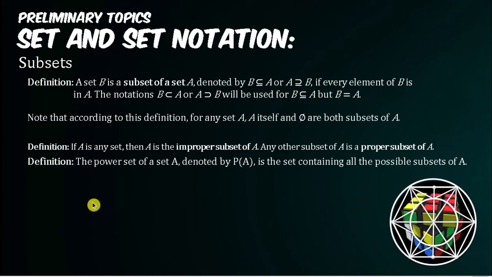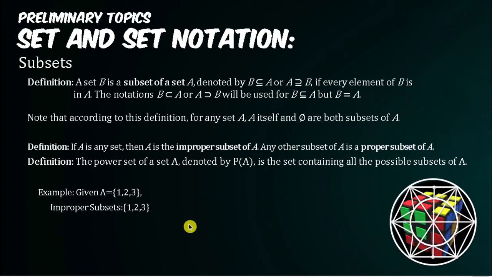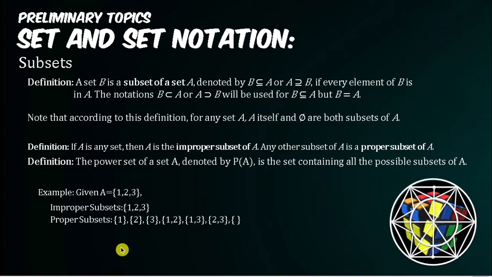Another definition, power set, denoted by P of A. So if you are given set A, the power set is denoted by P of A, and this is defined as the set containing all the possible subsets of A, including, of course, the set itself and the null set. So it's a set containing sets. So halimbawa, if this is the given set, it's the set containing 1, 2, and 3. The improper subset is the set itself. Kaya 1, 2, 3 pa rin yung nakikita natin dyan. Yung mga proper subsets, it's the set containing this one.